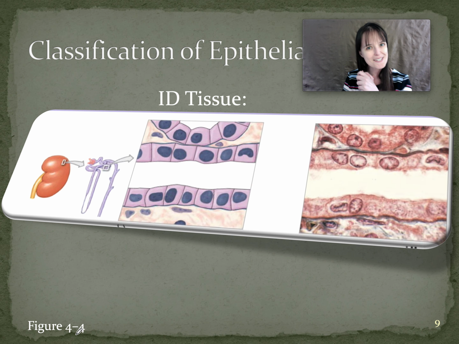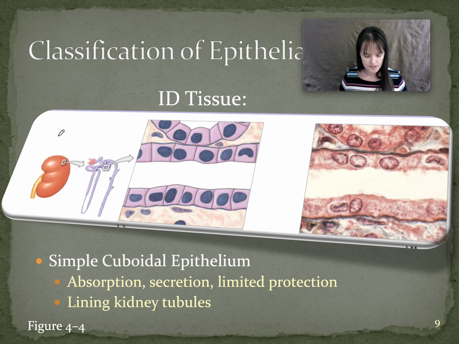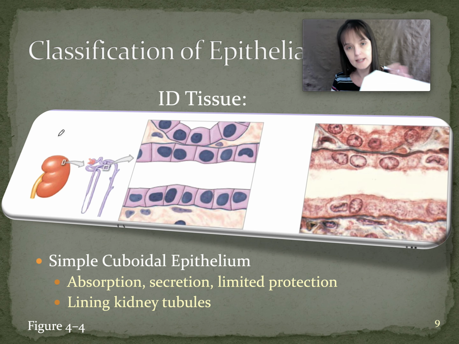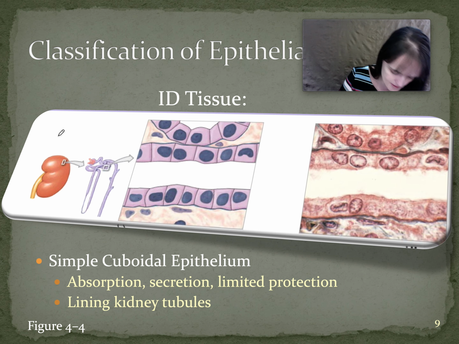Ooh, name that tissue. That's right. This is simple cuboidal epithelium. I have to click the arrow, don't I? Functions: absorption, secretion, and limited protection, and you find it lining the kidney tubules. And because they are lining little tubules, you often see them as circles. So this line around the outside of the circle, let me draw it in blue for you because it tends to be blue on the slide.